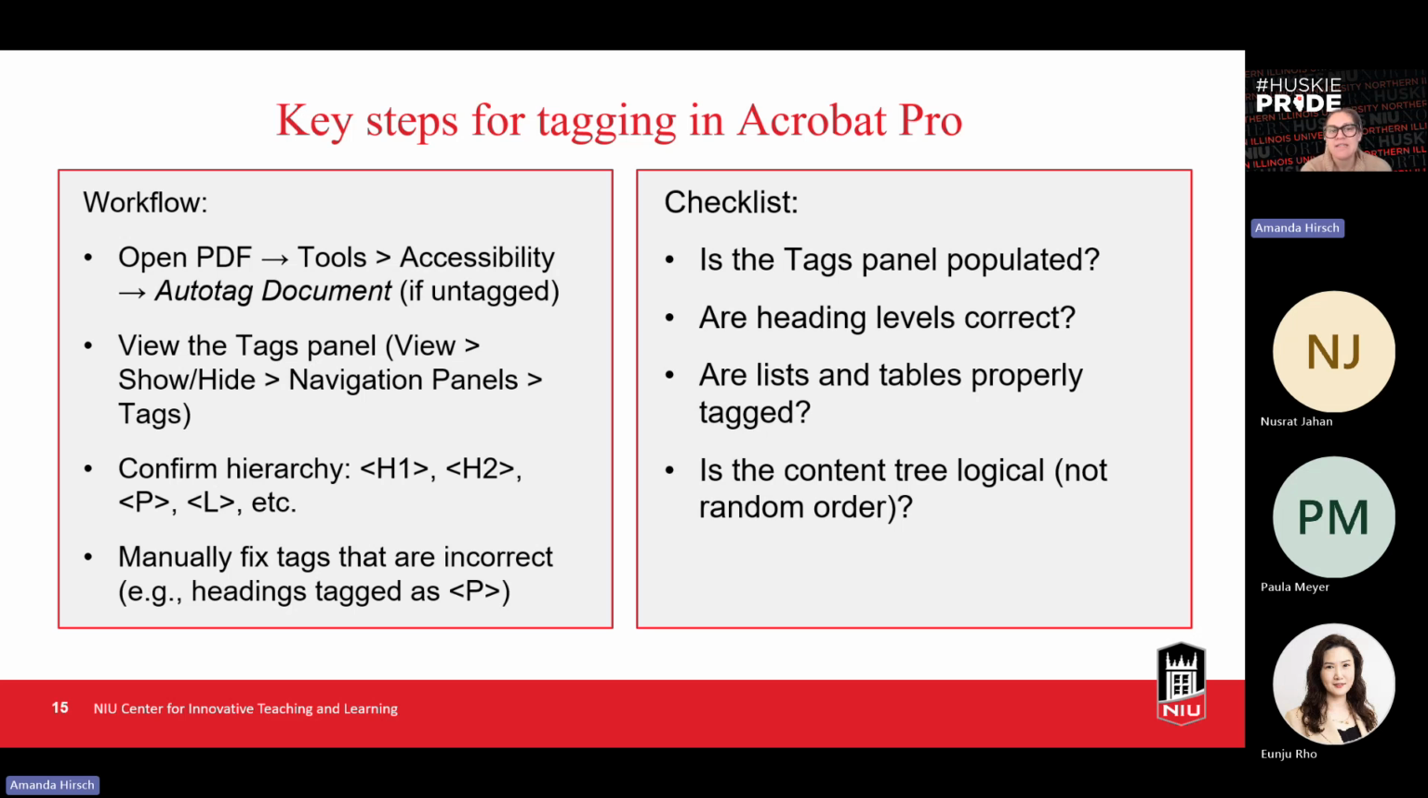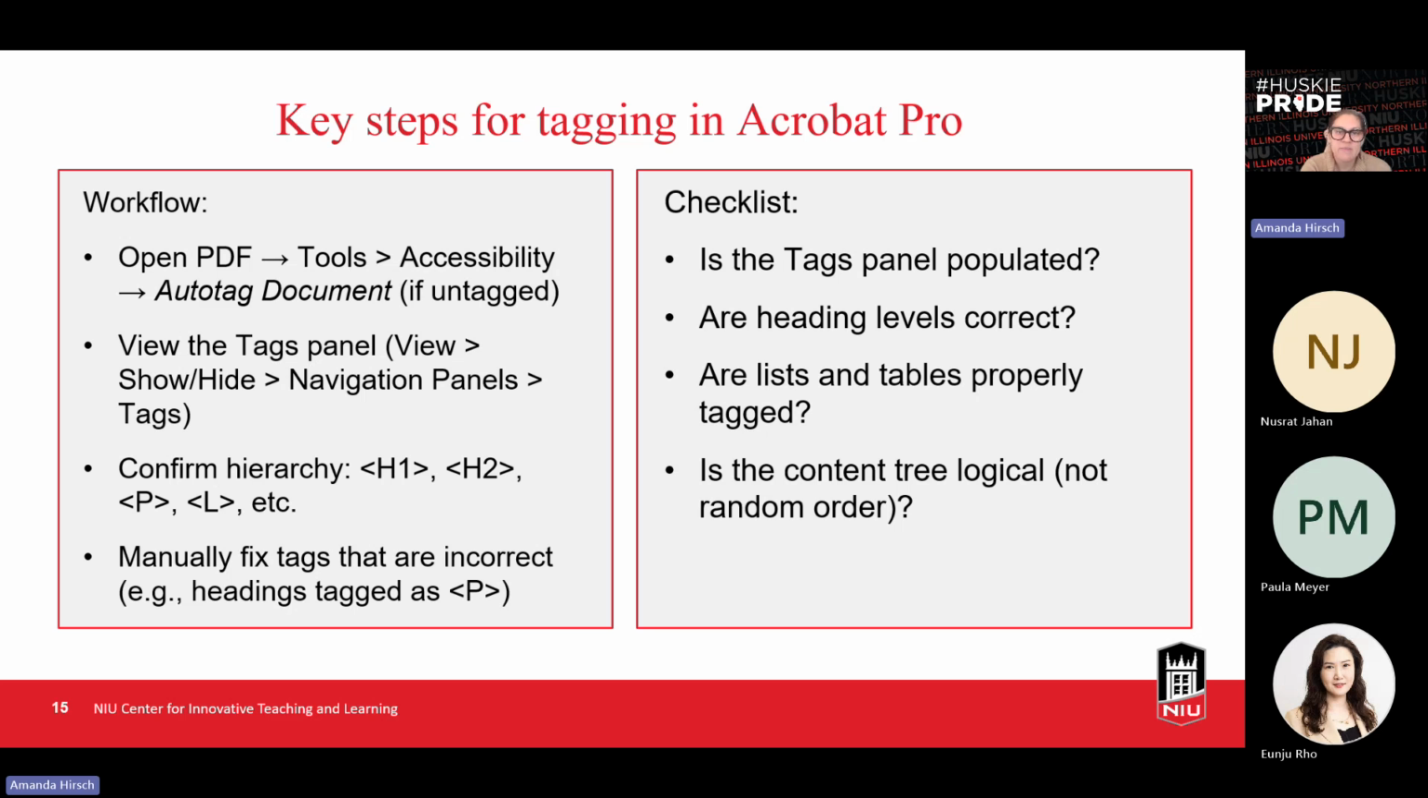For example, a heading is tagged as a paragraph. Because when someone is using a screen reader, they can navigate through a document and search for the headings. But if it's just all paragraph, that makes it a lot less useful and easy to navigate that document using the screen reader.